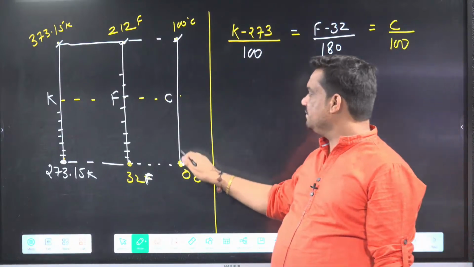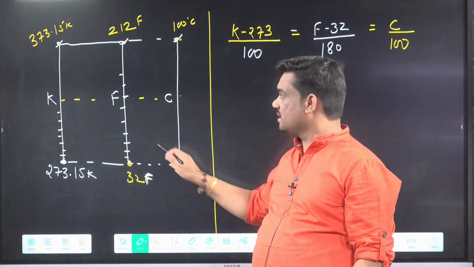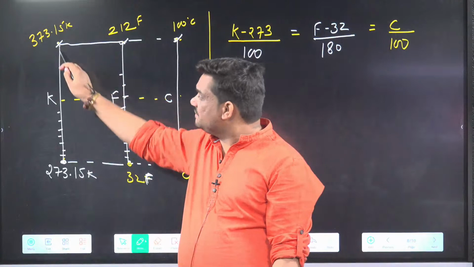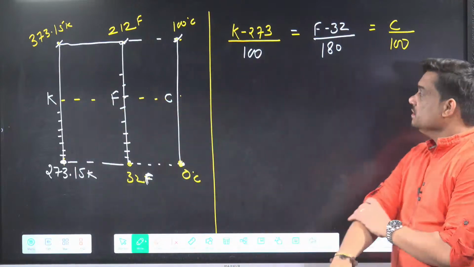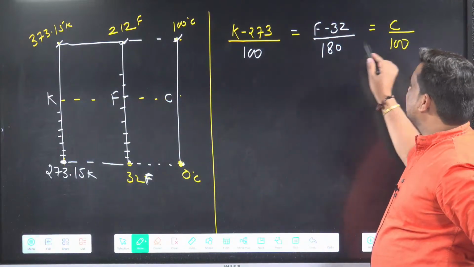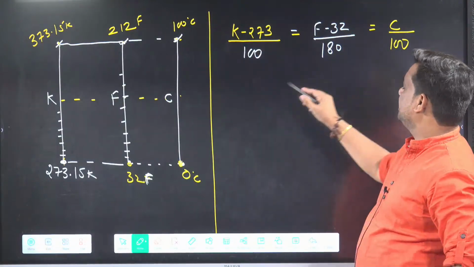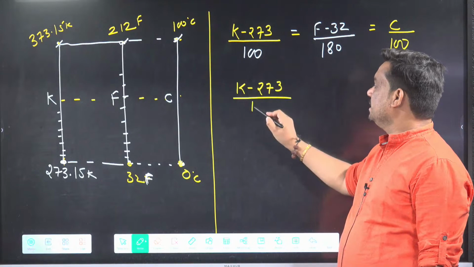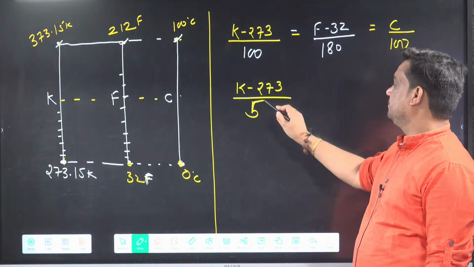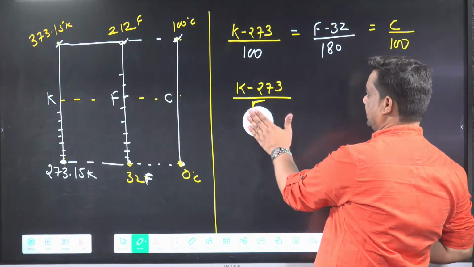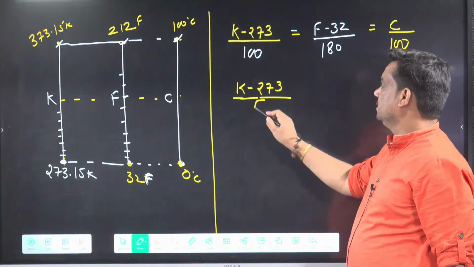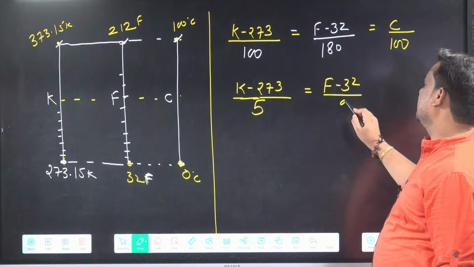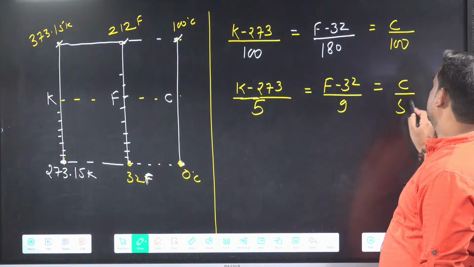So here how many divisions will be there? 100 minus 0, 100 parts. Here we can say 180 parts. Here we can say 100 parts are there. Now we can see using 20 I can cancel. So here 5, here 9, here 5. We can write K minus 273 divided by 5, F minus 32 divided by 9 equal to C by 5.